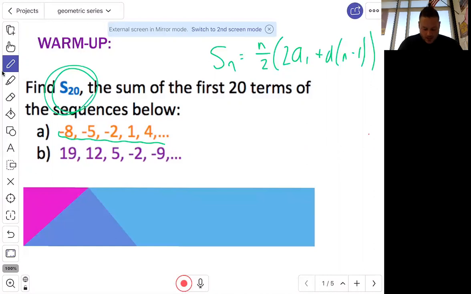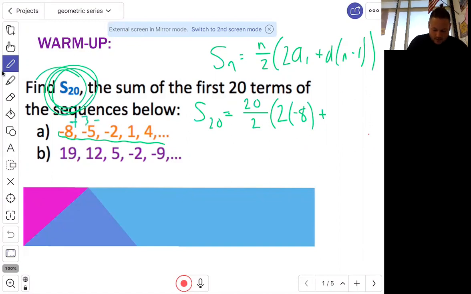I know I'm finding the first 20 terms, so I'm going to go sum of the first 20 terms. My n value is 20, so 20 goes in for n there, 20 over 2, times 2 times my first term, in this case negative 8, plus my common difference. It looks like we are adding 3 every single time, so I'm going to write 3 times 20 minus 1. If you want to put it in your calculator, you can. I'm just going to do it in my head because math is awesome.